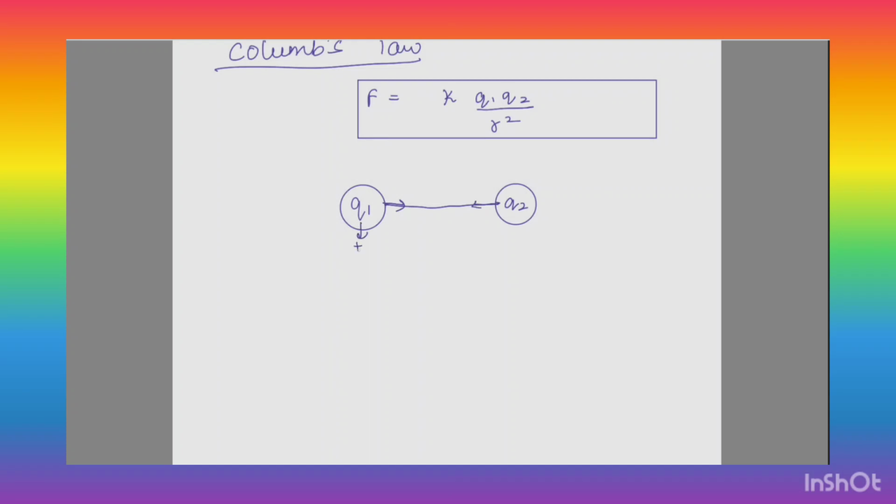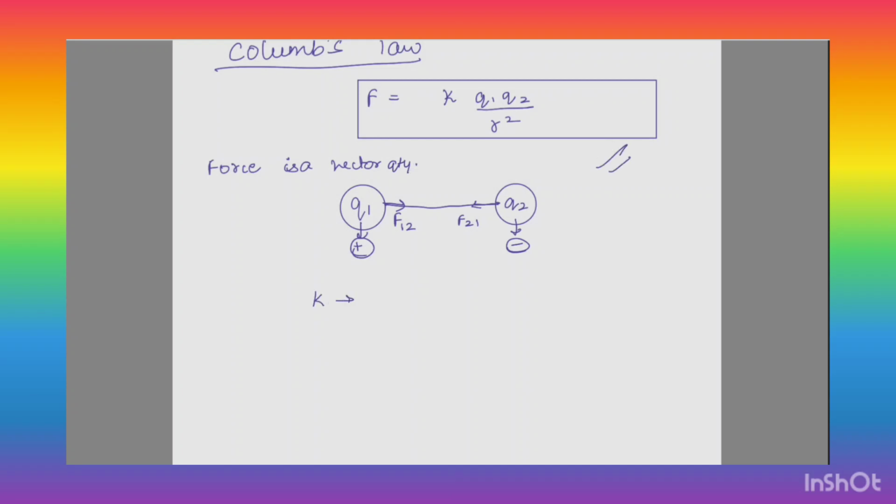Let Q1 be positive in nature and Q2 be negative in nature. They will attract. This will be a force F1 on the first body due to the second body, and a force on the second body due to the first body. These forces will be equal in magnitude. Force is a vector quantity. This is the formula of force.